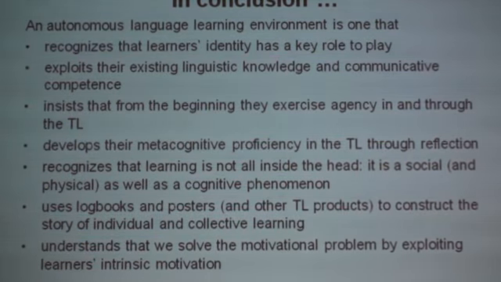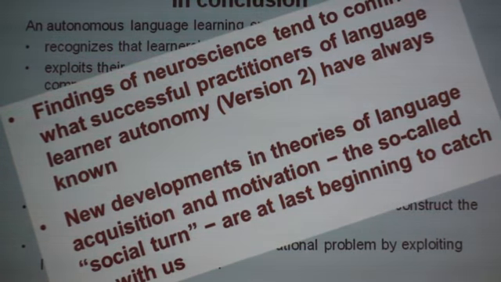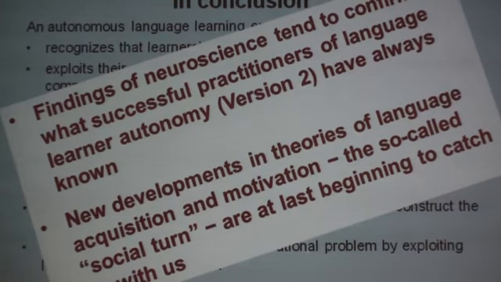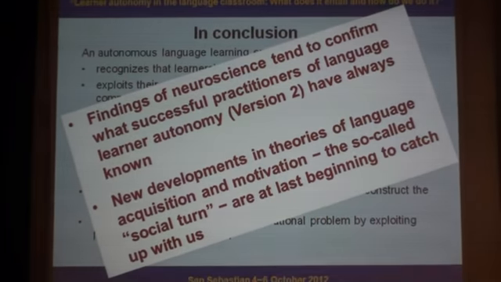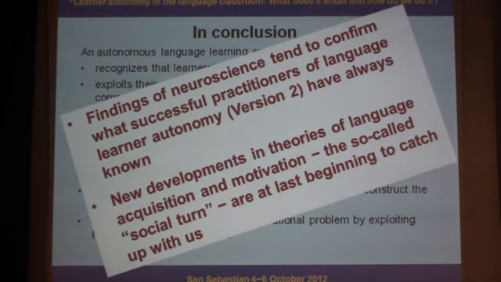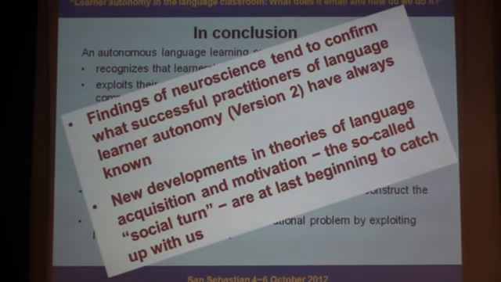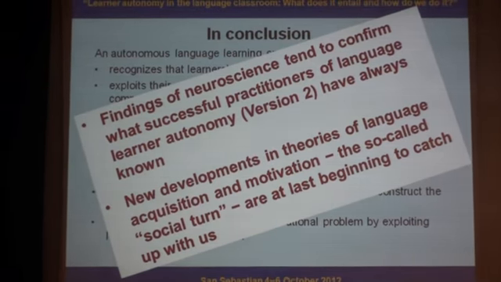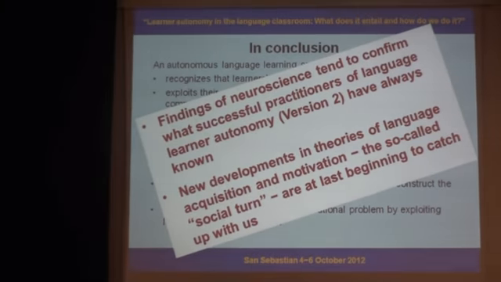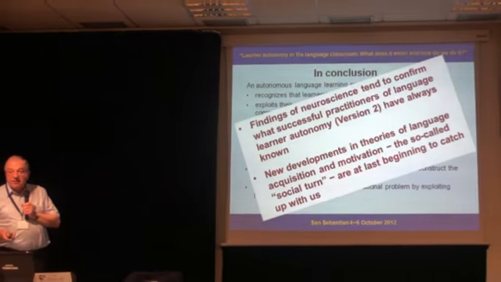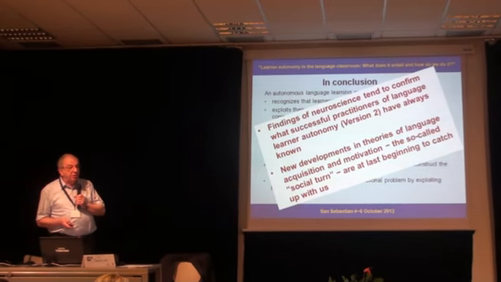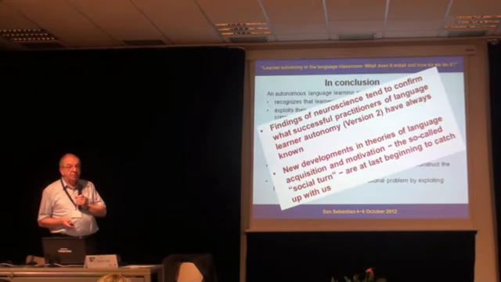Two thoughts to conclude. The findings of neuroscience, as in a very preliminary and superficial way I've tried to illustrate, tend to confirm what successful practitioners of language learner autonomy version 2 have always known. But new developments in theories of language acquisition and motivation, the so-called social turn, are only just now beginning to catch up with those of us who've been successful practitioners of this version of learner autonomy.